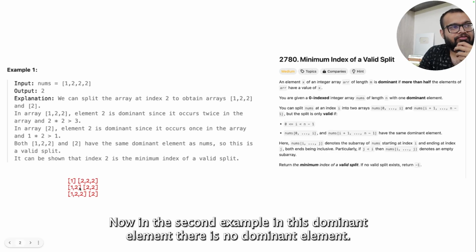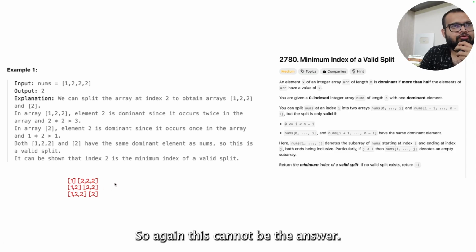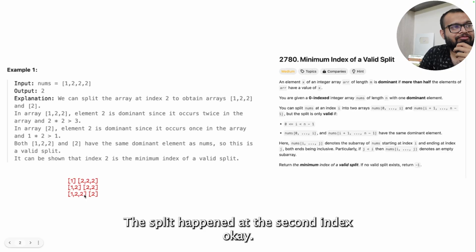Now in the second example, in this one there is no dominant element. In the second example the dominant element is 2, so again this cannot be the answer. In this the dominant element is 2, in this the dominant element is 2, so the answer will be the split where it happened. Okay, the split happened at the second index.